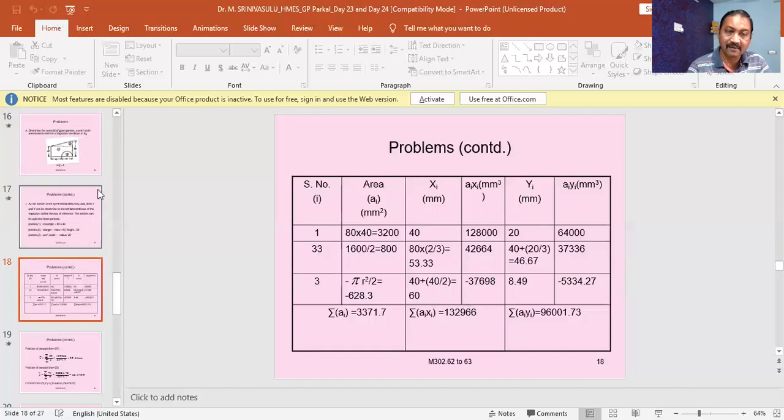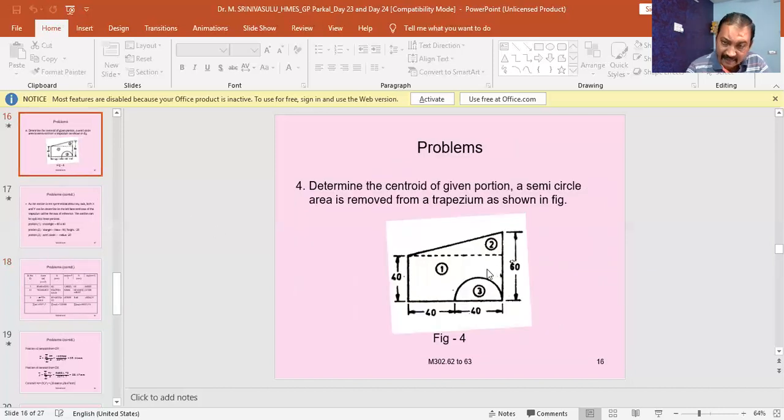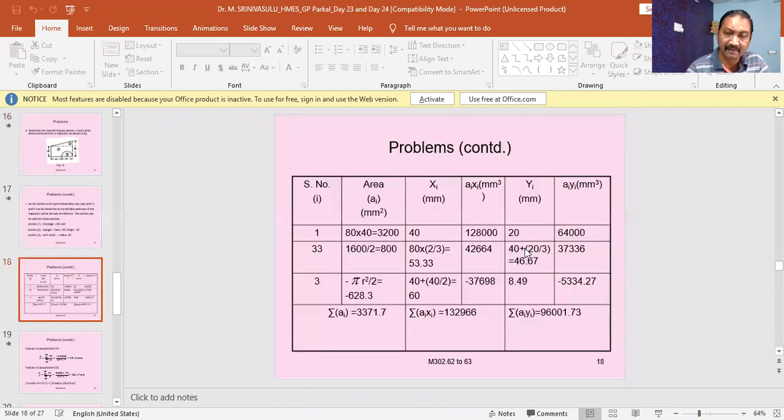Generally, because this figure is symmetrical about the y-axis, it is lying at the midpoint of the center, that is 40 by 2 from this edge. So 40 plus 40 by 2, that is 40 plus 20, it is 60. X is equal to 60. Now we know the term, this is becoming 37,698, and here it is mentioned as negative because we have to subtract, because it has been removed from the given figure.